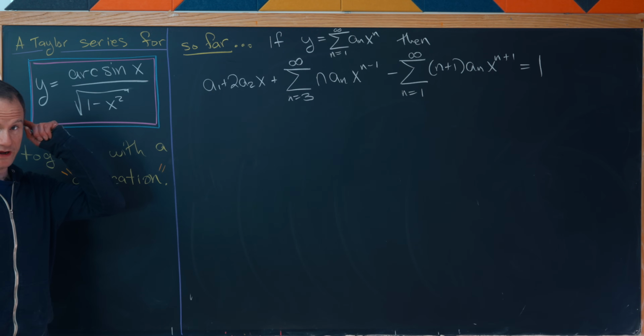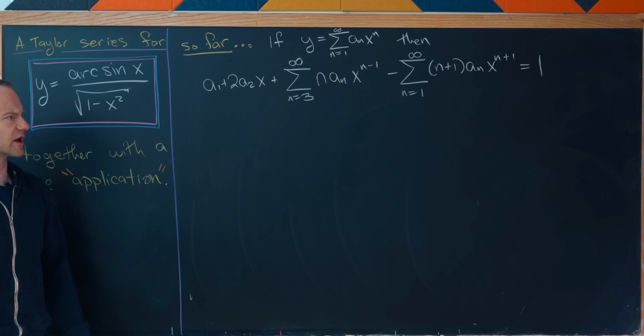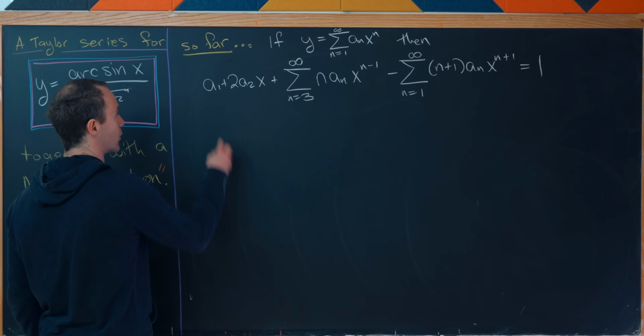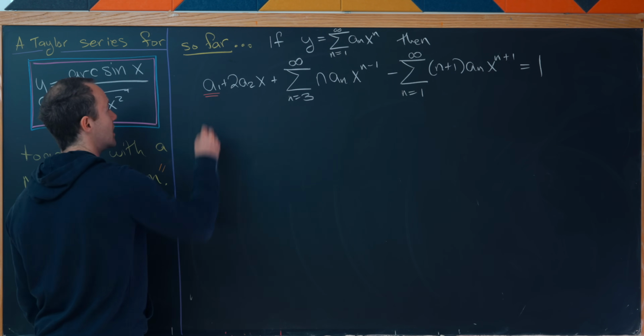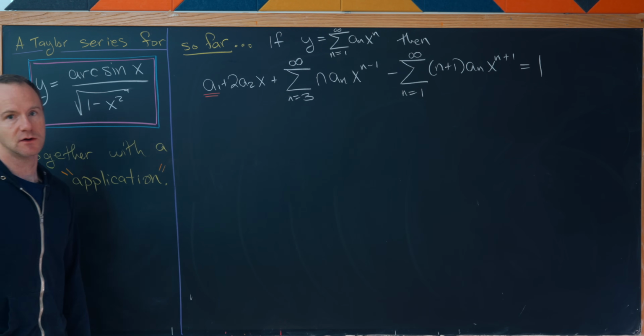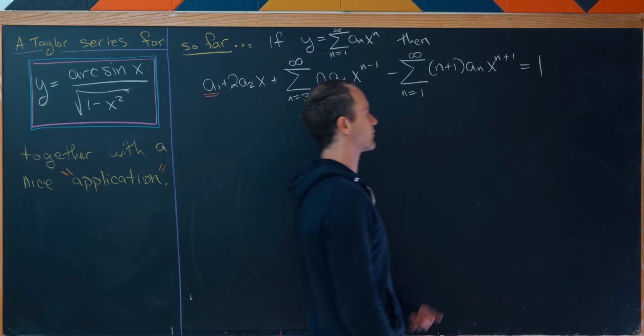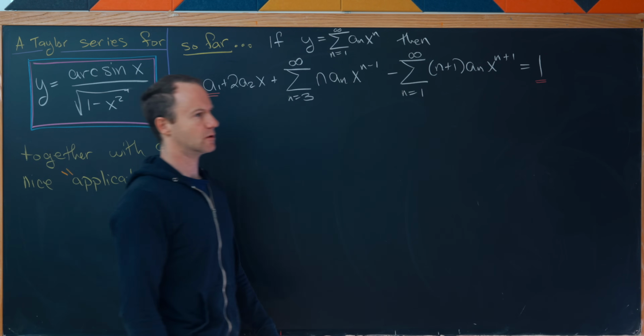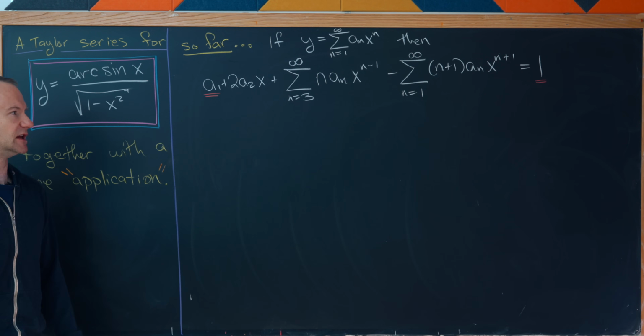Okay, so this is where we ended up. Now, before starting our next round of reindexing and such, I'd like to notice that everything except for this a1 term on the left-hand side contains a power of x. Whereas there's only one thing on the right-hand side, and that is a constant. And so these constant terms must be equal.